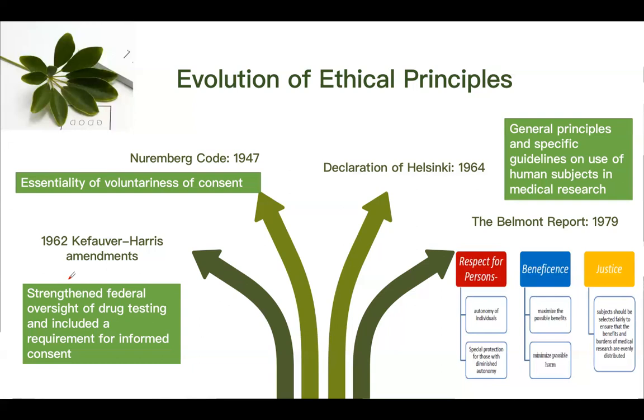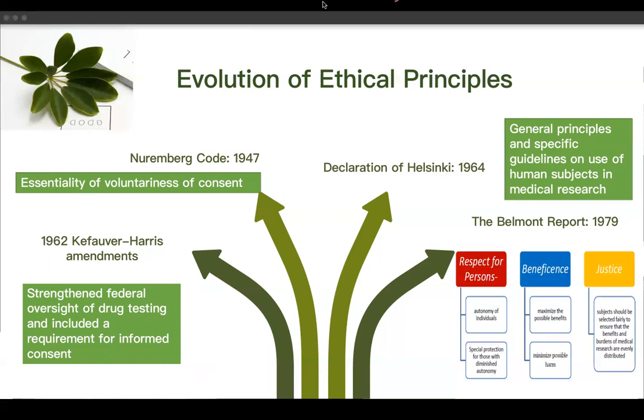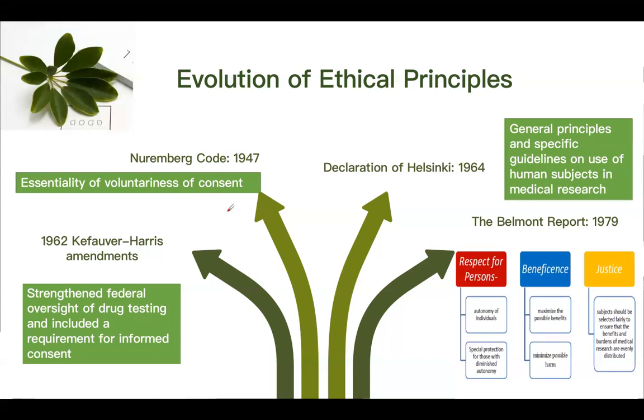And when we are dealing with some vulnerable population, they require some special protection, like prisoners, like children, like school students, because they have some diminished autonomy. Now coming to the 1962 Kefauver-Harris Amendment, which strengthened the federal oversight of drug testing, and that included the requirement for informed consent. So these are important points on ethical principles and how there has been an evolution in these ethical principles.